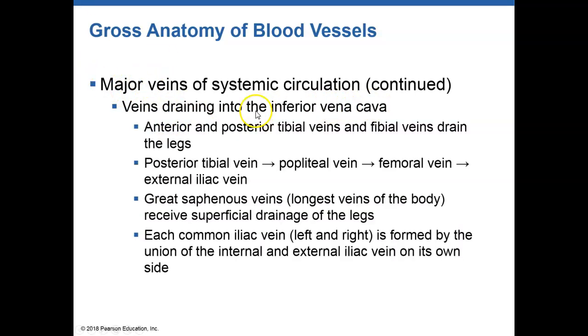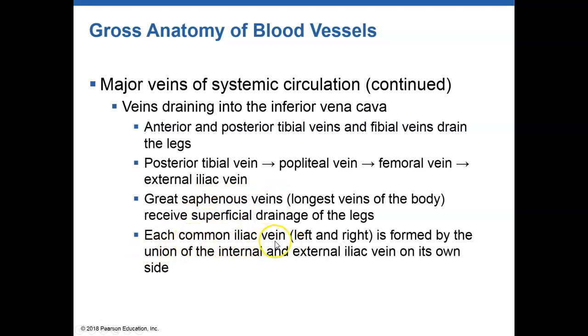So let's look at the inferior vena cava. We have anterior and posterior tibial veins, and fibular veins that drain into the popliteal vein, the femoral vein, and eventually the external iliac vein. The great saphenous vein, which is the longest vein of the body, receives superficial drainage, not from the deeper regions, which these are deeper veins here.